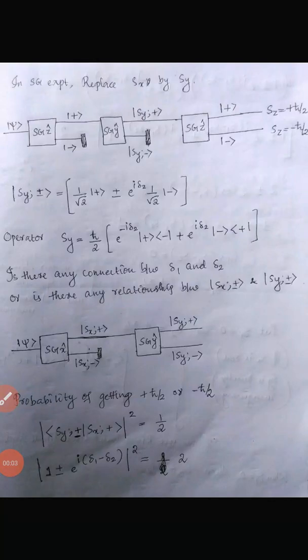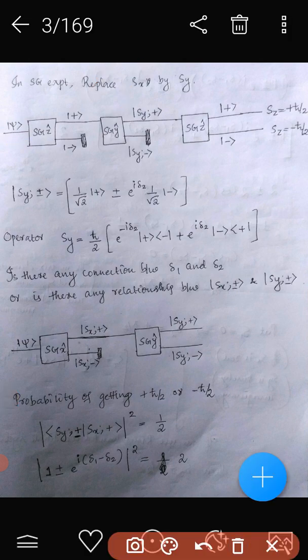Welcome students. In the previous class we discussed the construction of the Sx plus or minus ket vector and the Sx operator. And today we can replace the Sx operator by Sy. So this is our SG experiment diagram, and psi is the initial state and we are measuring the z component of the spin and we will get two ket vectors, that is Sz plus and Sz minus, and we are blocking the Sz minus component, and now the Sz plus is the input to the SGY measurement.